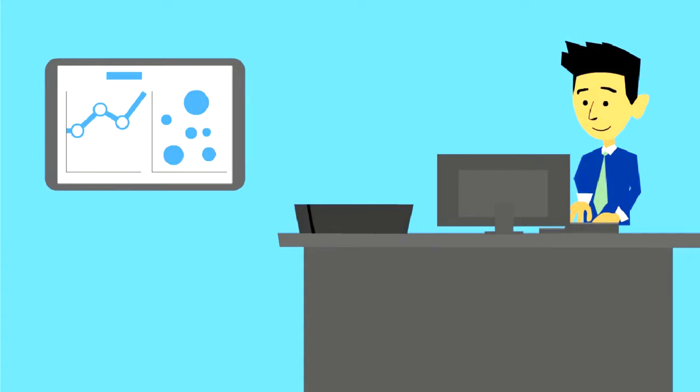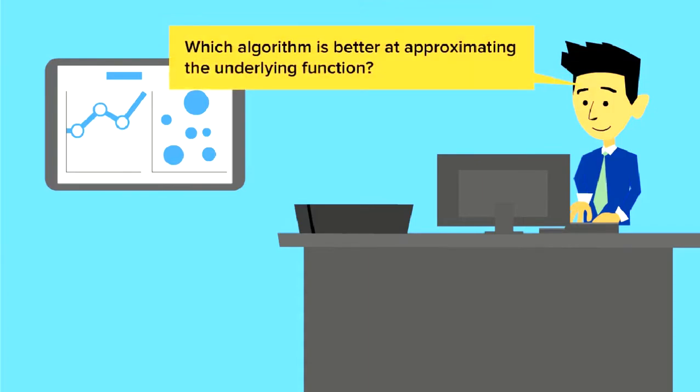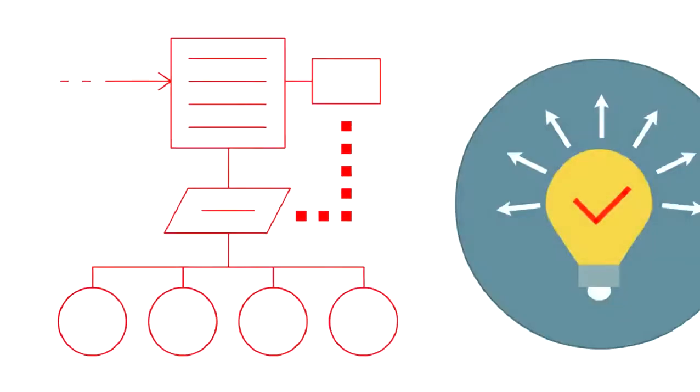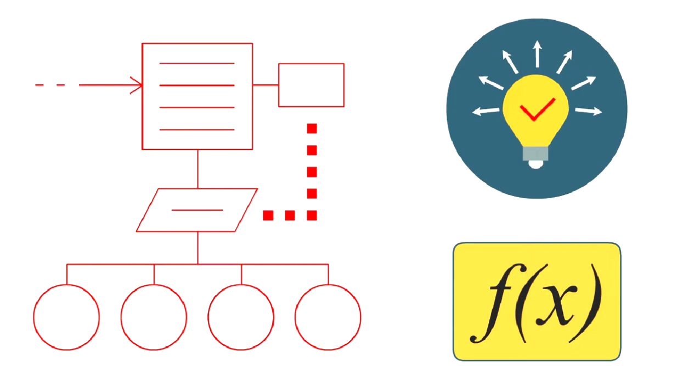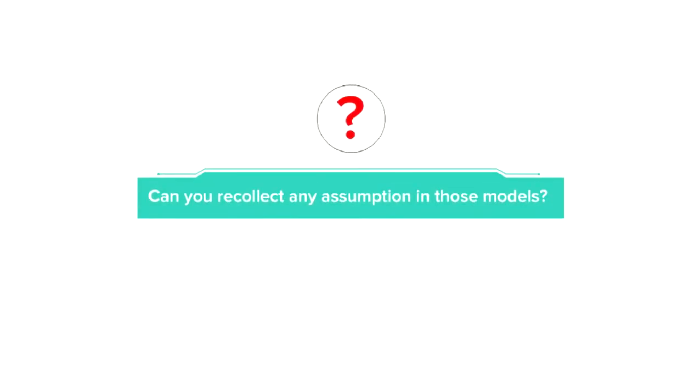The mathematical form of the function is generally unknown, so our job as machine learning practitioners is to evaluate different machine learning algorithms and see which is better at approximating the underlying function. Different algorithms make different assumptions or biases about the form of the function and how it can be learned. For instance, we have worked with the linear models quite extensively in this training.